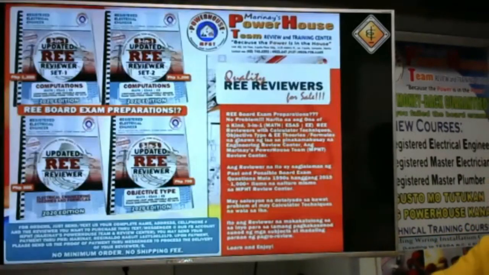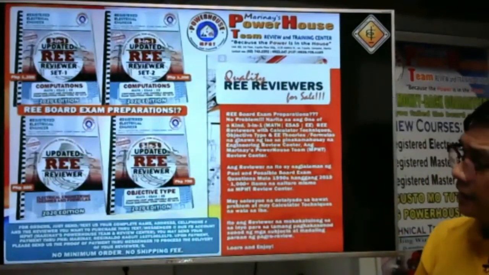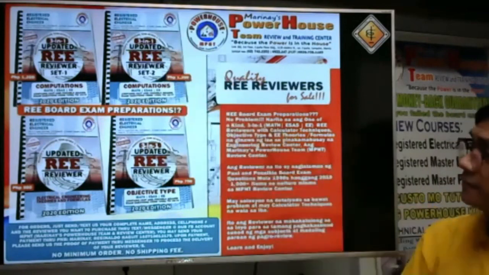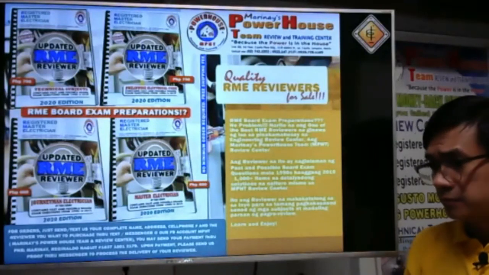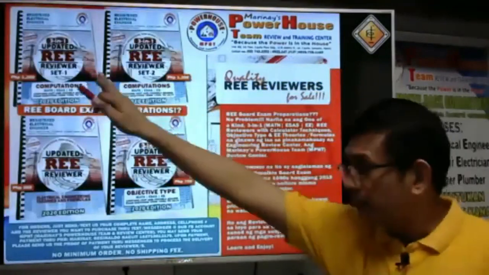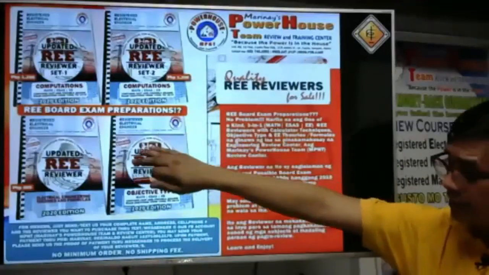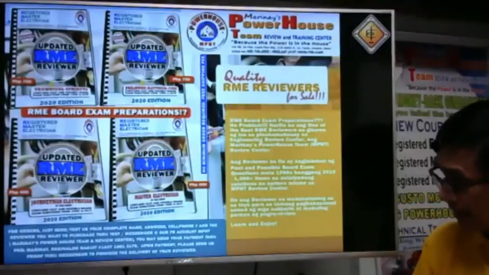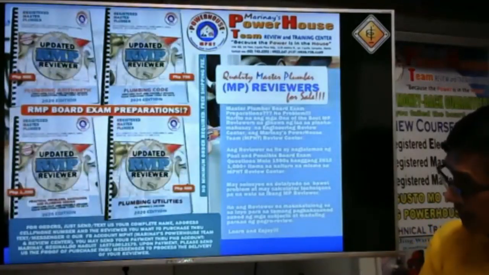Okay, so we are selling our review materials for registered electrical engineer. Okay, so that is amounting to 3,600 pesos. The package, the 4 books. Okay. These are updated lectures, no? From 1990s up to present licensure exam. So, we compiled the licensure exam problems, no? So, these are past and possible board exam questions. Okay? This is for Master Electrician, 2,600 lang yan, no? Okay, for Master Plumber, 3,100.